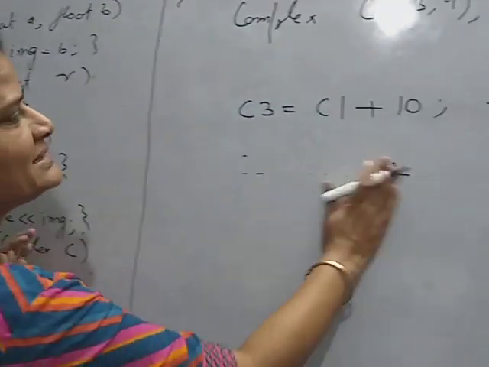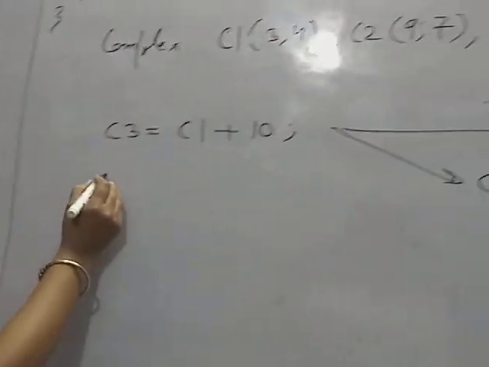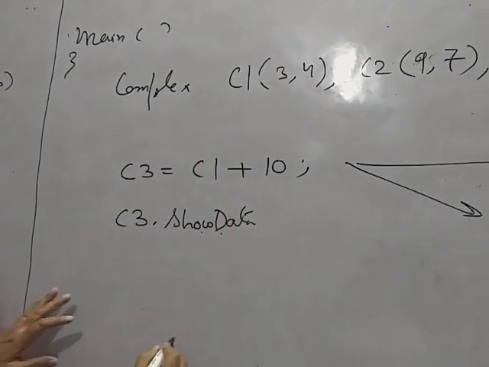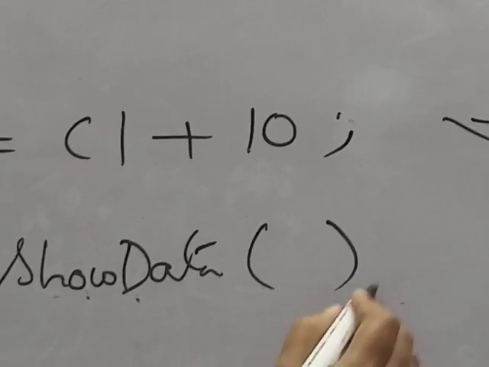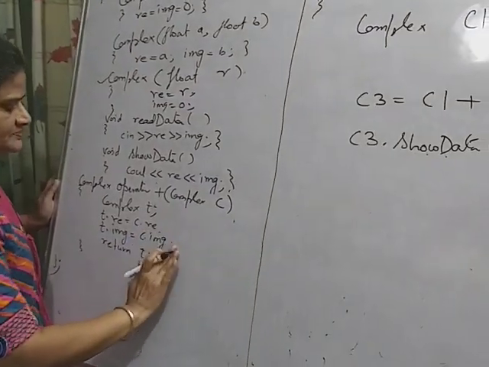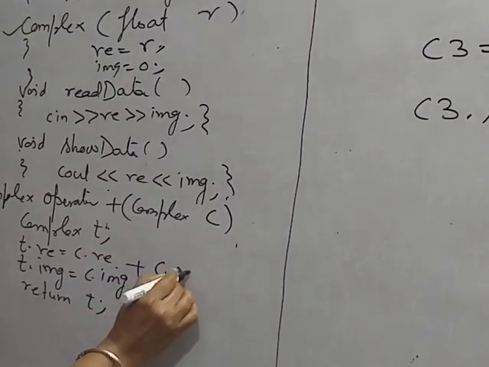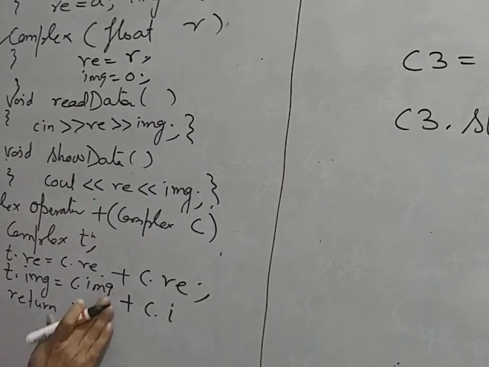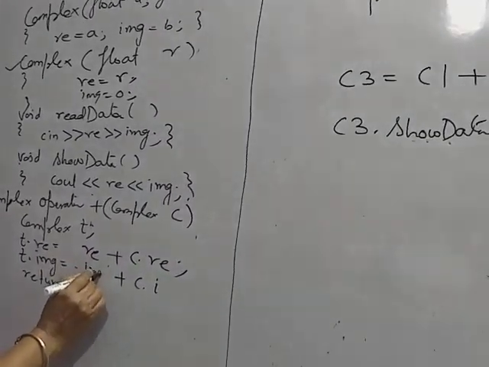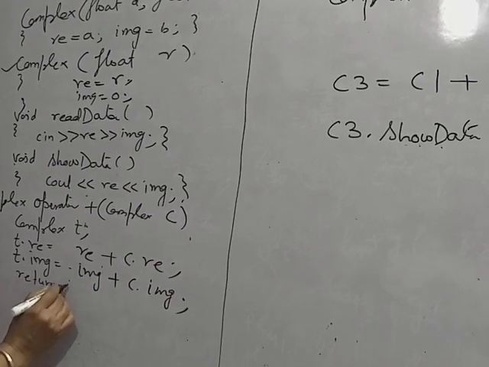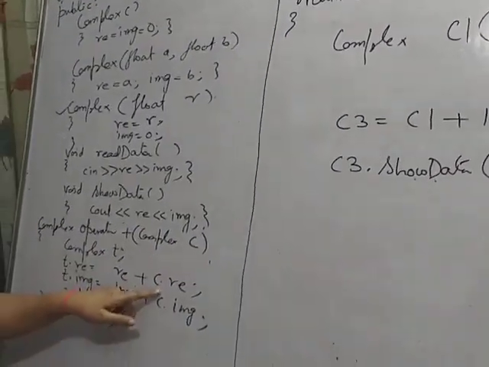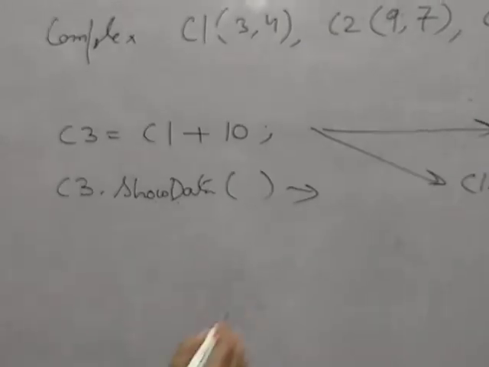Now C1 plus 10 will be performed, and when you write C3 dot show data, it will print the result. The function computes T dot real equal to real plus C dot real, and T dot imaginary equal to imaginary plus C dot imaginary, then returns T. So in the real part of C1, 3 plus 10. So here it will print what?